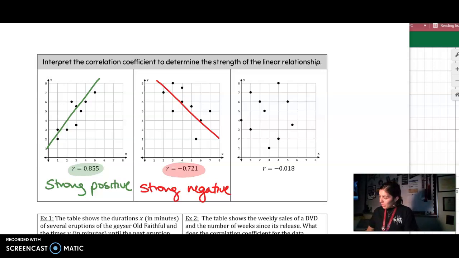If you look at this last one here, its correlation coefficient is negative 0.018. Now, that's not exactly 0, so it's not like there's no correlation, but these dots are not close together. I'd have no chance of drawing a straight line between them. So we're going to call this a weak negative. Now, why did I say weak negative as opposed to weak positive? I can't really tell from the graph, but if you look here, that number is negative, so it's a weak negative correlation.